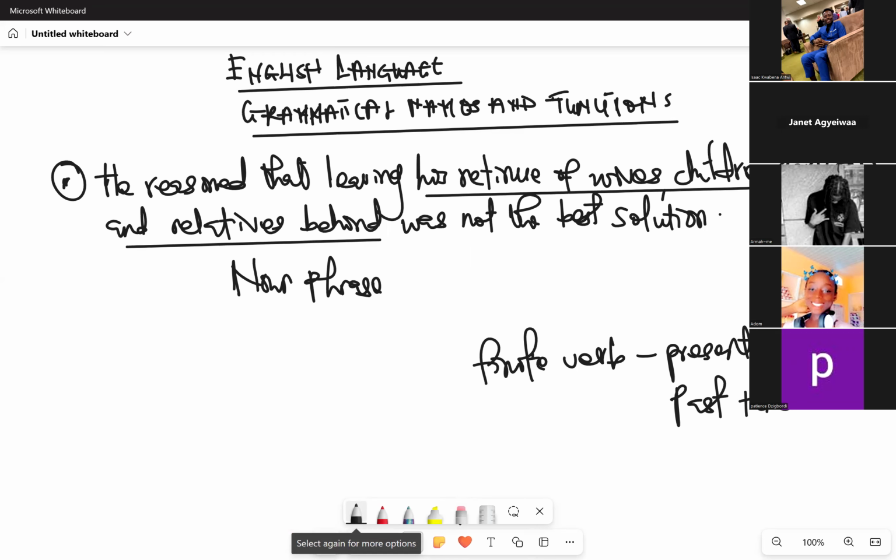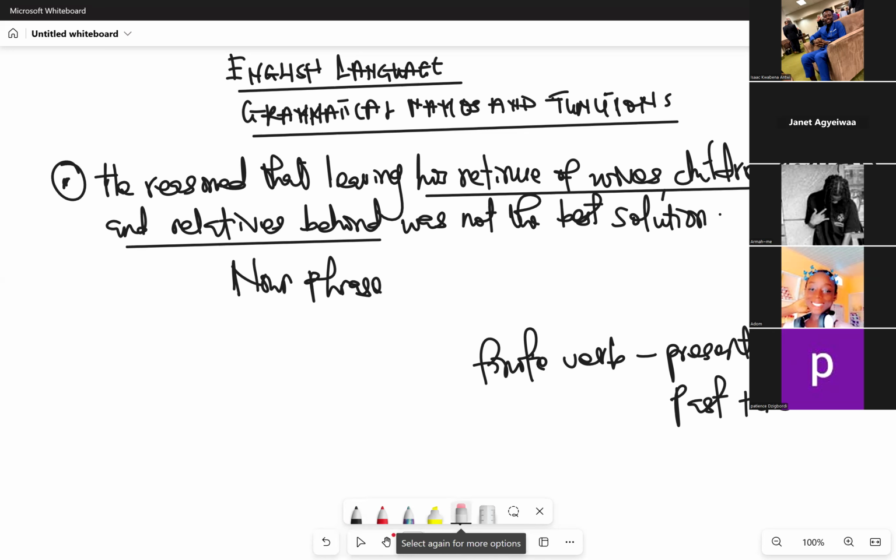So look, just read the whole sentence. Subtract his retinue of wife, children, servants, and relatives behind. Let's read that without it. He reasoned that leaving what? Leaving his retinue of wife, children, you get that. So it answers the question what? That makes it a noun. So it's a noun phrase. That's all. Do you have any question? Now you have to refer to our previous lesson for extensive understanding. Any question?